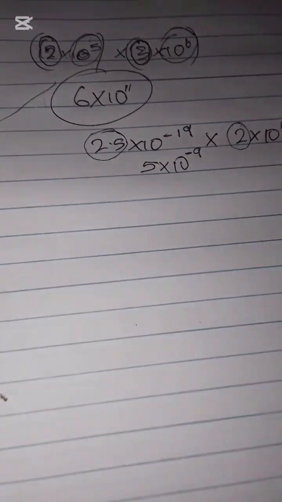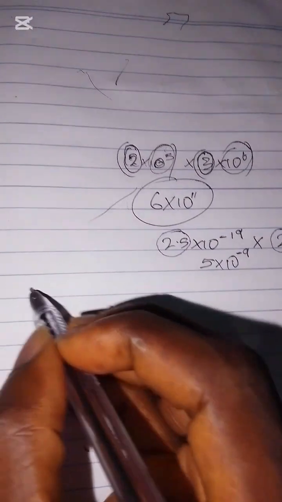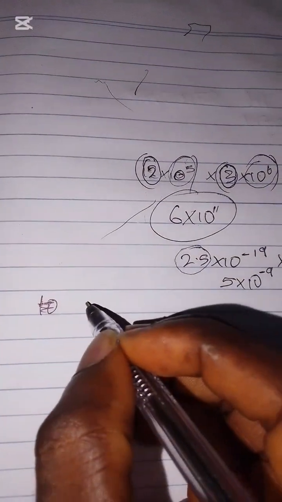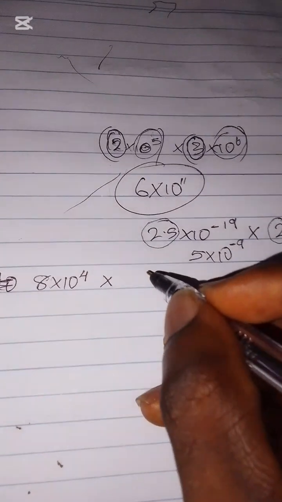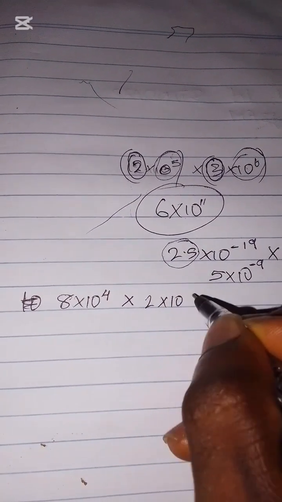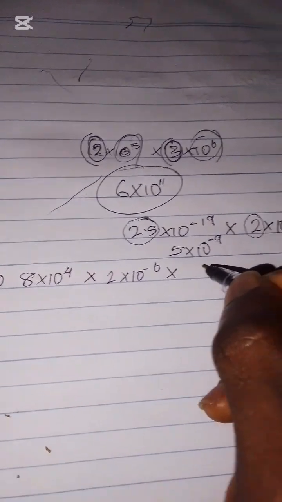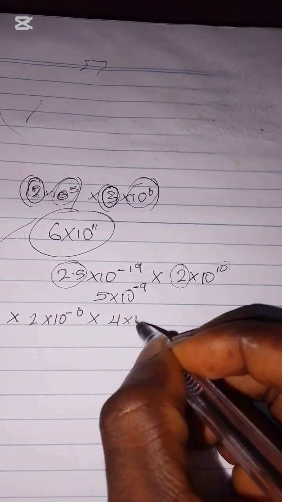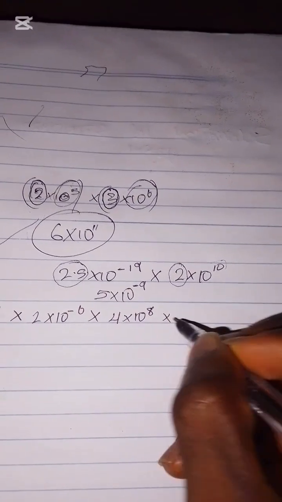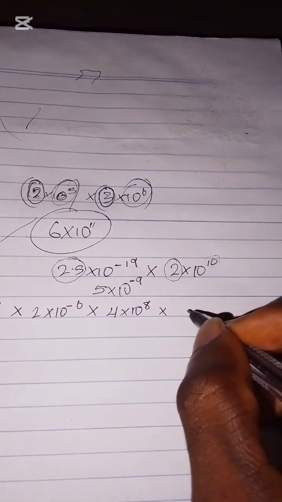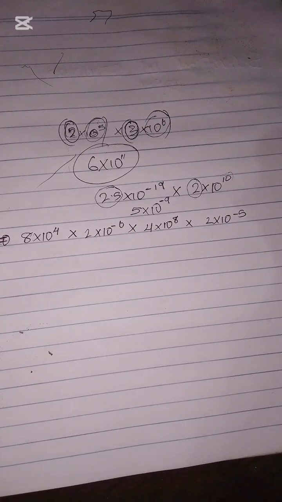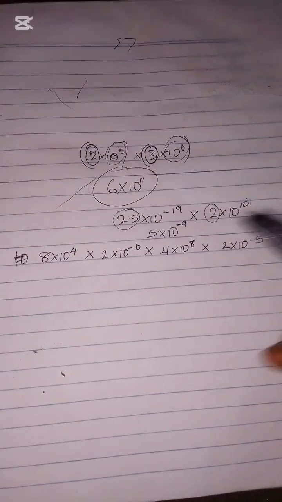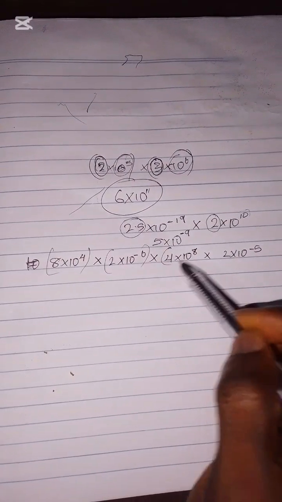Let's take an example of something more complex. Let's say we are faced with a situation like 8 times 10 raised to the power 4, then times 2 times 10 raised to the power minus 6, times 4 times 10 raised to the power 8, then times 2 times 10 raised to the power minus 5. Now this is a whole long expression, and for someone who does not know the trick, it will seem like a huge problem, but it is not. This is just one standard form, another one here, and another one here.